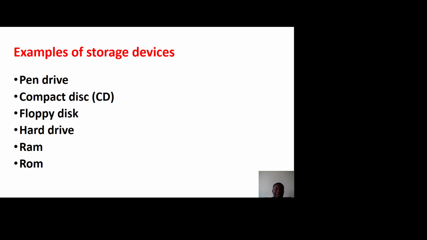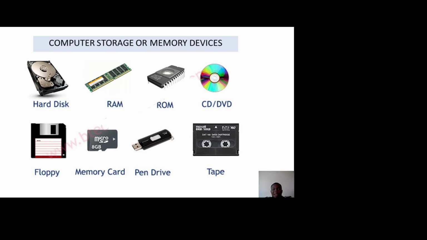For example, we have the pen drive, compact disc, floppy disk, hard disk, ROM. As we all know, pen drives are used for storing data. It is the same for the compact disk, the floppy disk, and the hard disk. The RAM and the ROM are both in the computer. This is an example of storage devices. We have the hard disk, RAM, ROM, CD, floppy disk, memory card, pen drive, and so on.